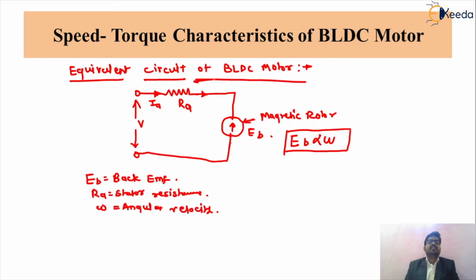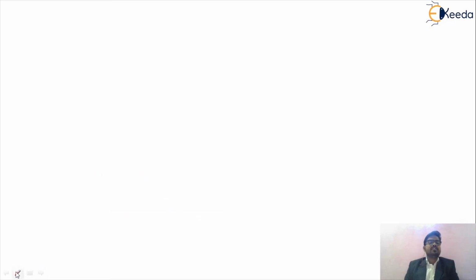So friends, this is the actual equivalent circuit of a BLDC motor. We will derive the torque speed characteristics, because the equivalent circuit of the BLDC motor remains the same as the conventional DC motor. This is a very important thing. Now we want to derive the speed torque equation of the BLDC motor.